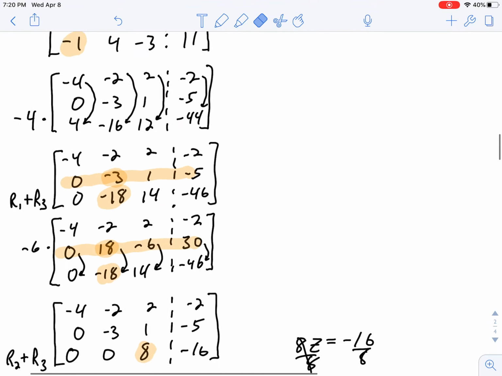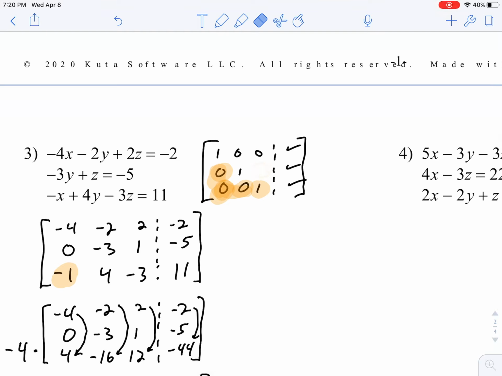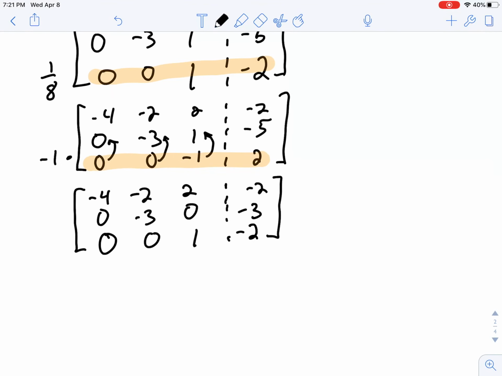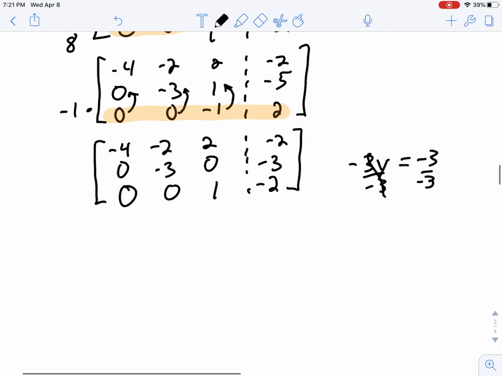So where are we on our progress? We've got a 0 here. Oops, didn't mean to erase that. We've got a 0 here. Let's try to get a 1 there. Well, if you look at that middle row, that's pretty equivalent to having negative 3y equals negative 3. Dividing by negative 3 would be the next step. Well, we don't divide in matrices, we multiply. So we're going to multiply that middle row by negative 1/3.